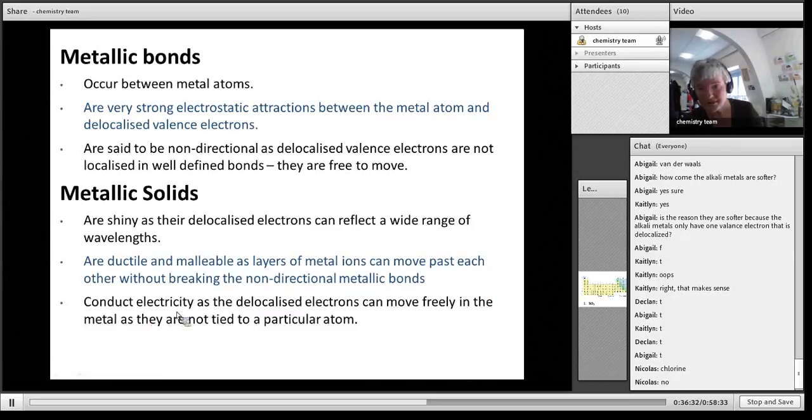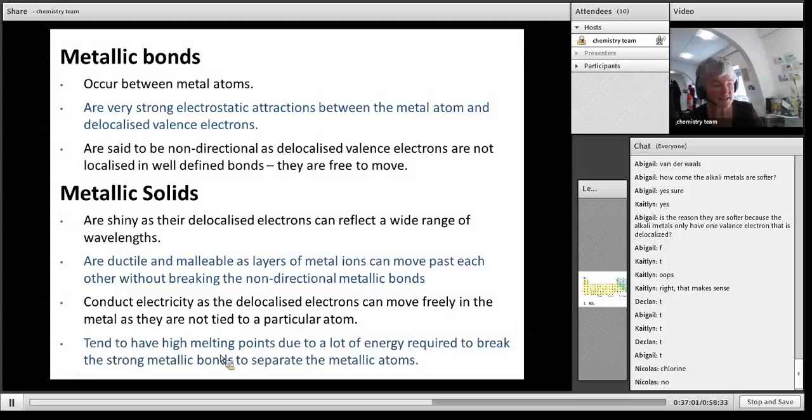Okay, macro property is conduct electricity, and the delocalized electrons is now our explanation. They can move from atom to atom, they can move freely, they're not tied to a particular atom, and that's why, what is electricity? Moving charge, and we've now got moving electrons which are charged, so that's why it can conduct. And high melting points, because the metallic bond is strong, so it needs a lot of energy to break it.